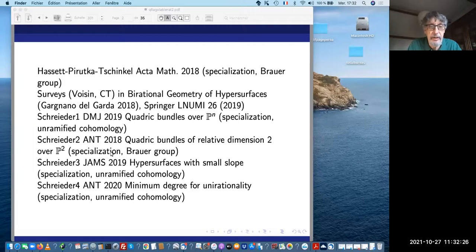And here, it is satisfied with just using the Brauer group. And there's a paper 3, which discusses hypersurfaces with small slope, which disproves stable rationality for such general hypersurfaces using specialization and unramified cohomology. And then there's a fourth paper. In fact, there are other papers, but that's all I will discuss. The fourth paper discusses the minimum degree for irrationality of hypersurfaces, which could be shown irrational by means of the same techniques.